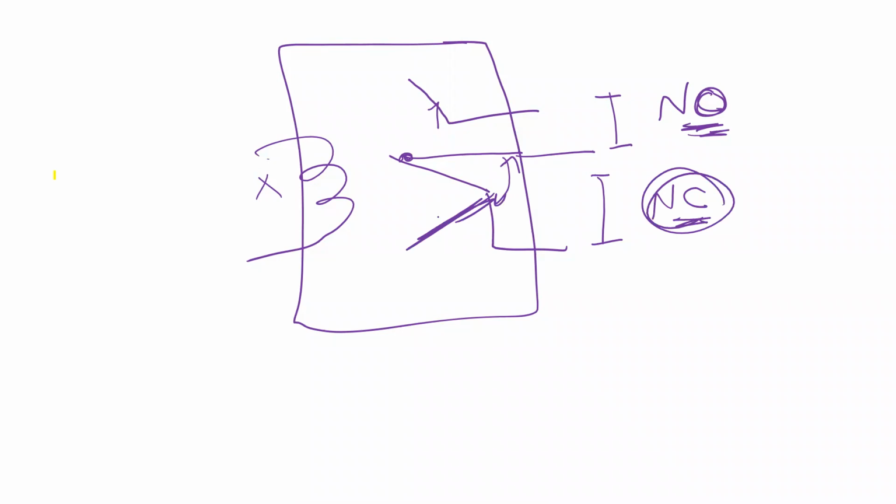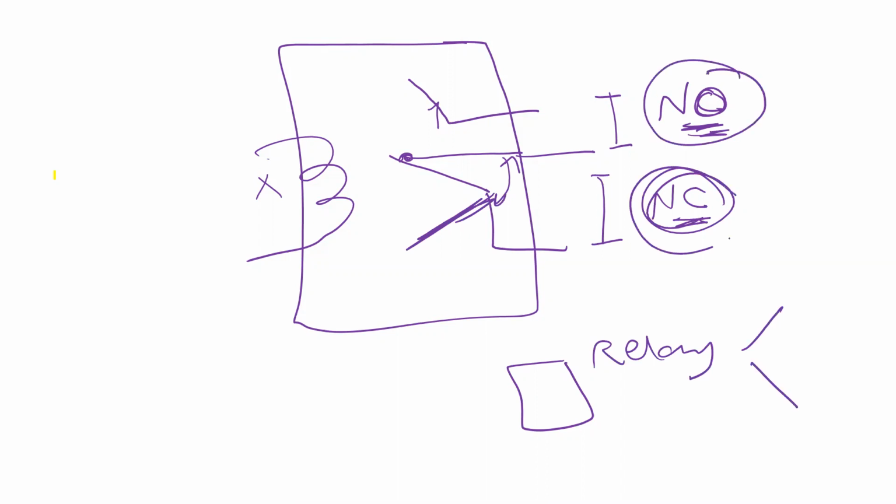So the conclusion, guys, is that when you use a relay, we have two types of switches. One switch we call normally open, and the other switch is called normally closed, okay? Normally means when the coil is not energized, so the switch is open. This is the normal, and here the switch is closed, okay?